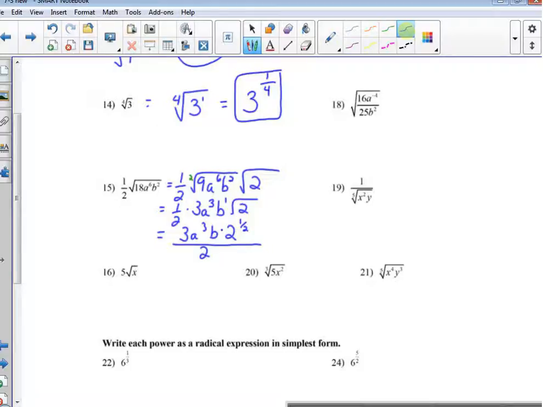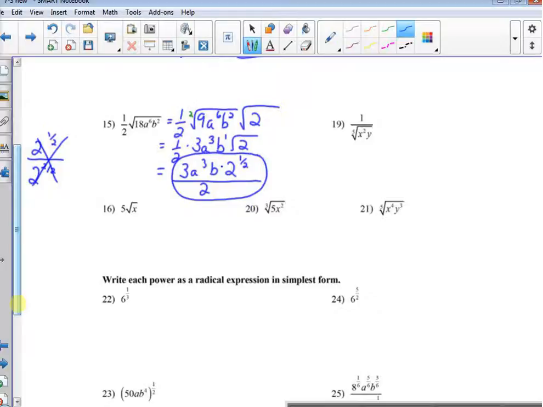Now, I'm thinking that maybe I could do something with the 2 to the 1/2 over 2 to the 2/2. But did it say positive exponents? So if I were to subtract these exponents, 1/2 minus 2/2 would give me negative. So I'm going to leave it in this form. 16 is 5 times the square root of x to the first, which is 5 times x to the 1 over 2.